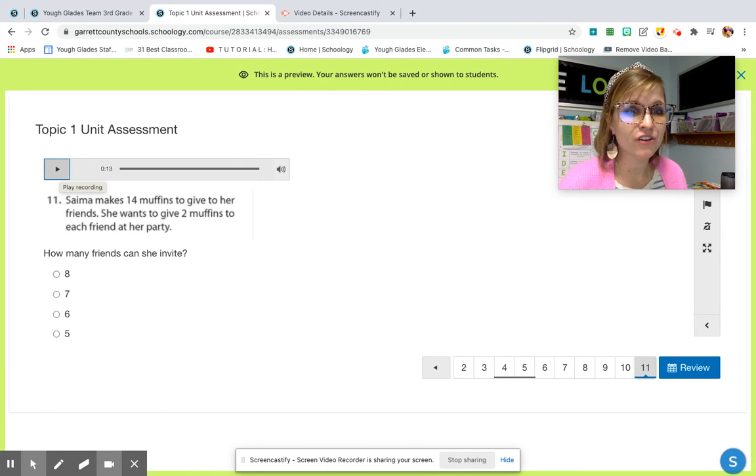So you have to figure out, what do you have to do to solve this problem? You have 14 muffins, and you want to share them. You want to share 2 with each friend. So tell me, how would I solve that? You have to decide how to solve that. I'm not going to tell you. You have to decide how to solve that, and then you have to pick the correct answer.